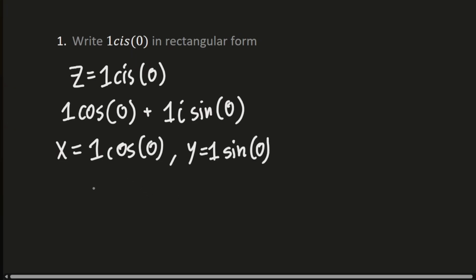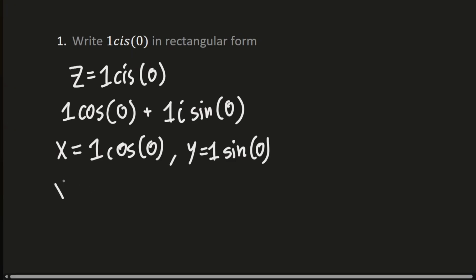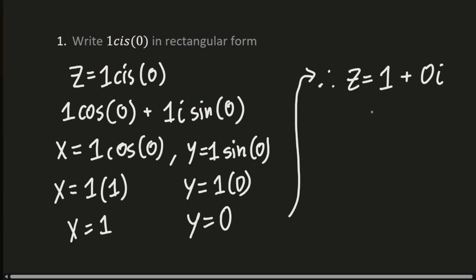And so x's equation is equal to 1 times 1, and y's equation is equal to 1 times 0. So x is equal to 1 and y is equal to 0, which would mean that putting it back into form, we have z is equal to 1 plus i times 0, which is just z equals 1.